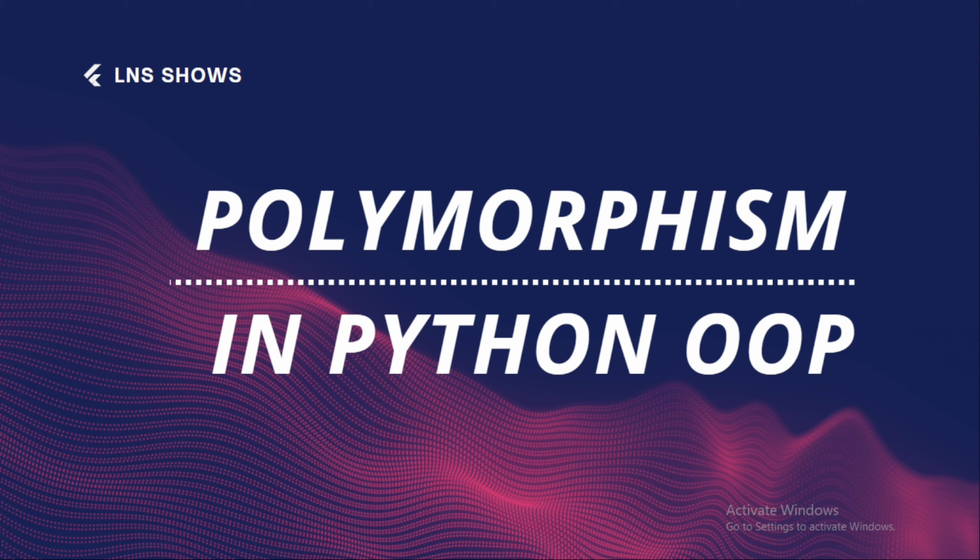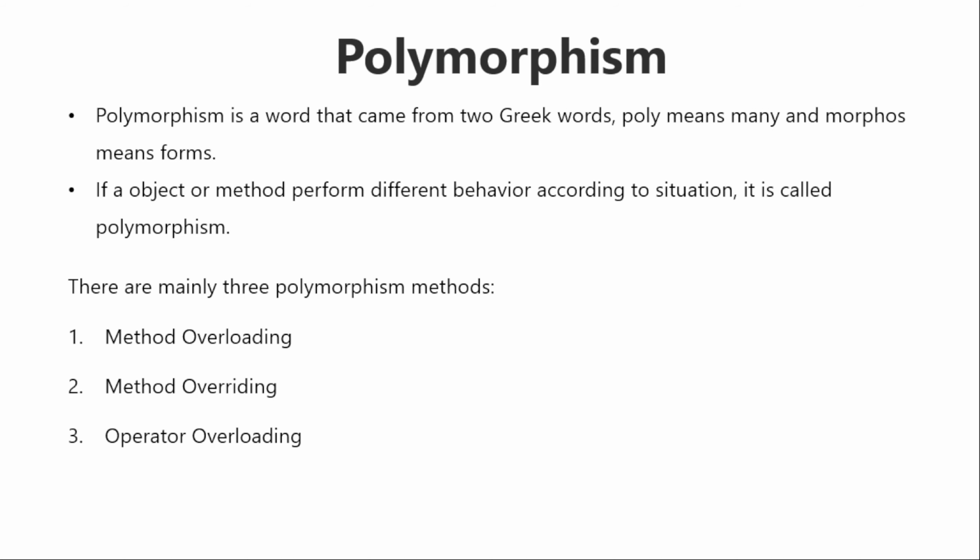In today's session, we will be discussing polymorphism in Python object-oriented programming. Polymorphism is a word that came from two Greek words: poly means many and morphs means forms. So, many forms. If a method or a variable is performing multiple operations, then it is known as polymorphism. For example, a single method that can perform multiple operations is known as polymorphism. If an object or method performs different behavior according to the situation, it is called polymorphism. This is the exact description of polymorphism in object-oriented programming.